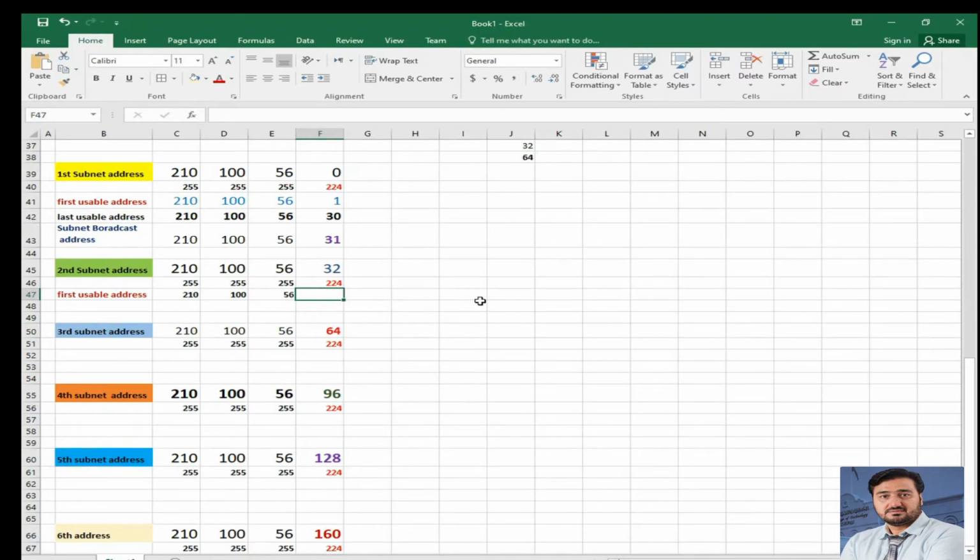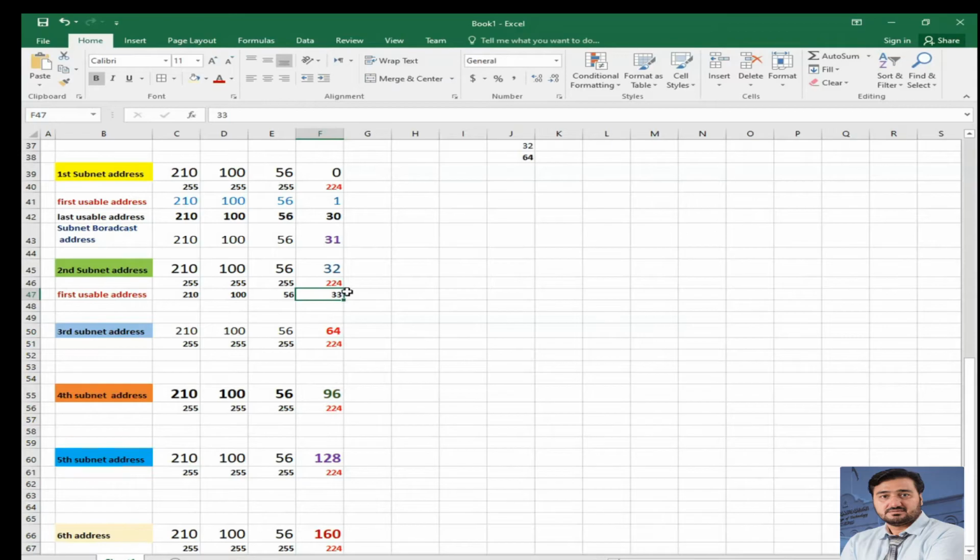32. No, this is 32 now. So add 1 now, so it will become 33. Because 32 is the network address, this is the second subnet address. But 33 is the first usable address.